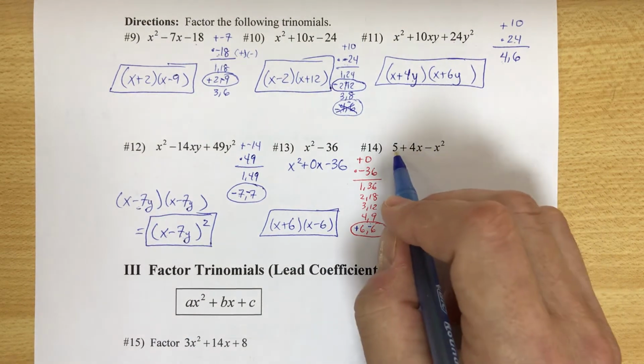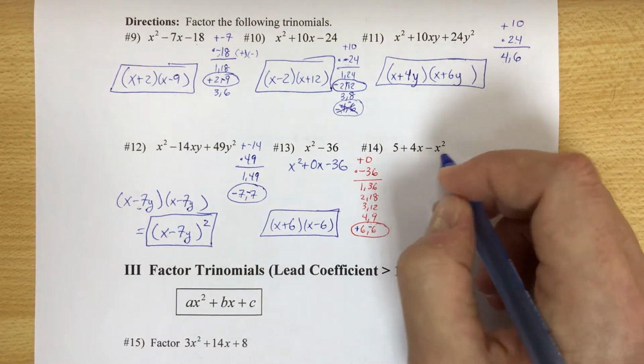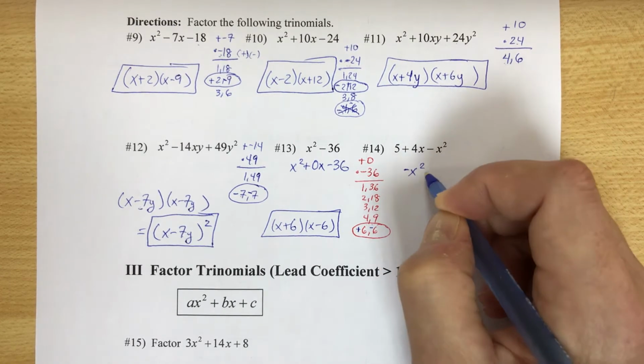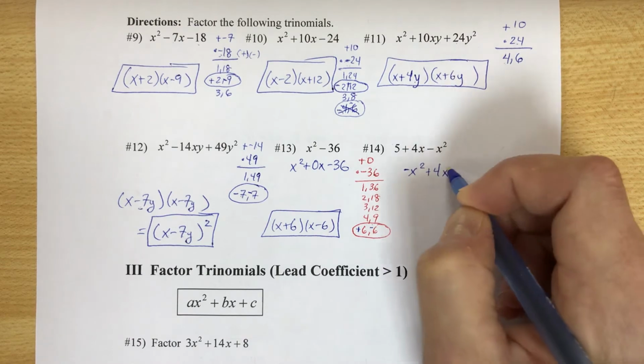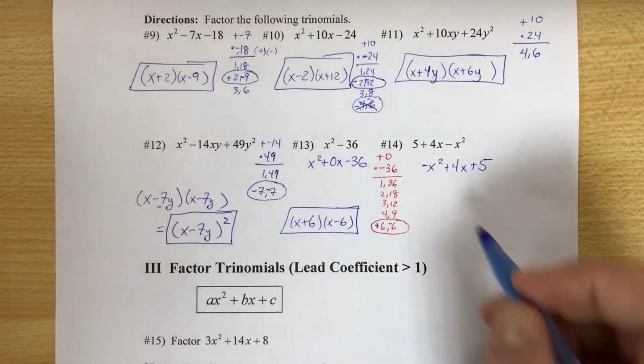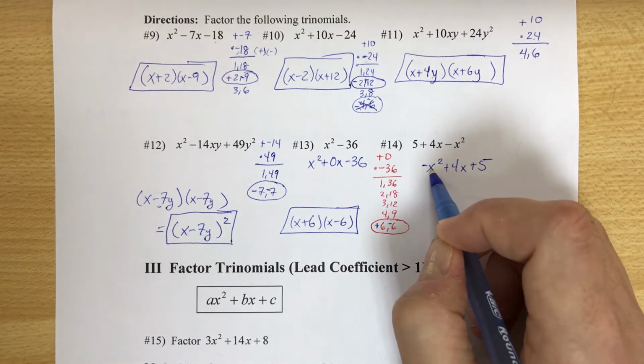And then the last one here, you'll notice this is out of order. I always write my x squared term first. So I'm going to first change the order. Now that is a negative x squared. And then plus 4x, this is a positive 5. The other thing that I'm going to do is I want this to be a positive x squared.